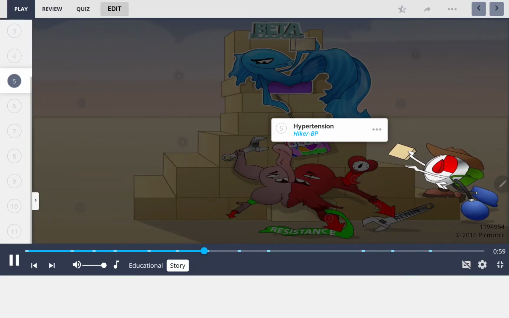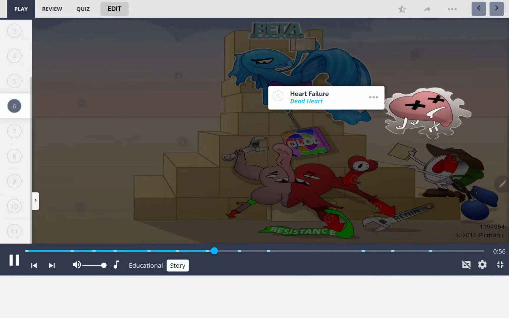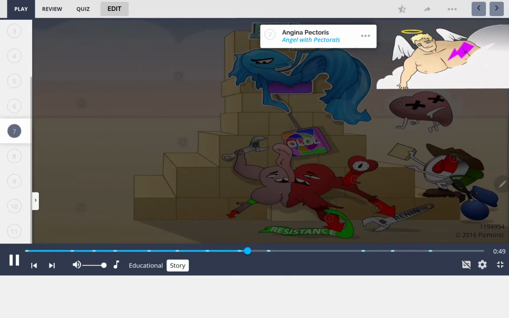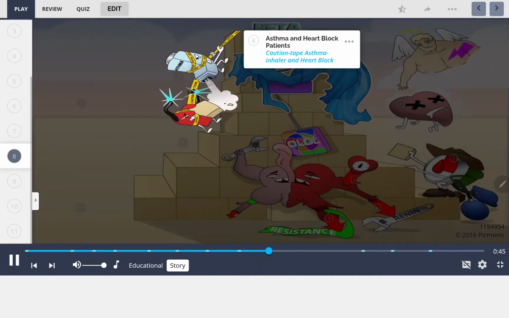Sadly though, one heart died while construction was still underway. But the gods were pleased with his work on the temple. So the clouds part, and an angel with massive pecs emerges, helping the dead heart ascend to heaven. Asthma inhalers and hearts with blocks aren't allowed at the temple for good reason. As the inhaler climbs the caution tape, it strains and lets off a little toot. What would normally be a harmless little fart actually goes on to loosen one of the blocks, and it falls, landing right on the heart below, blocking its electrical conduction.